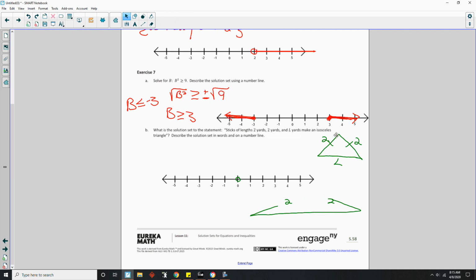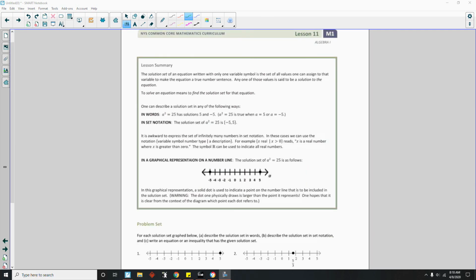So I know that the L side can't equal 4, or these two would just lay on top of it. It still wouldn't be a triangle. So now I know L has to be less than 4. So my solution is all values between 0 and 4. Okay, page 8 brings us to the end of lesson 11. Review the lesson summary and go do your problem set.